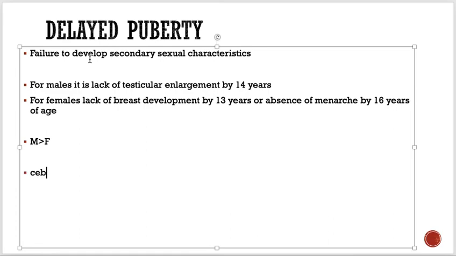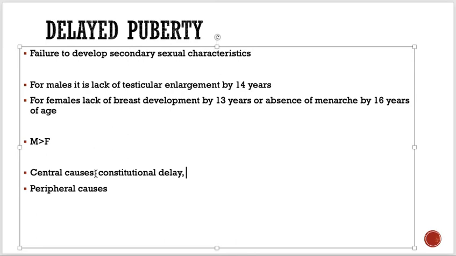So, it could be central again. The central causes can be there, or you can say there could be peripheral causes. Same like the previous one. Now, in central causes, one of the most common causes is constitutional delay, right? But in males with constitutional delay, you will find a family history. And for the other central causes, the brain is not producing gonadotrophins, and that's why the gonads are not producing sex hormones.